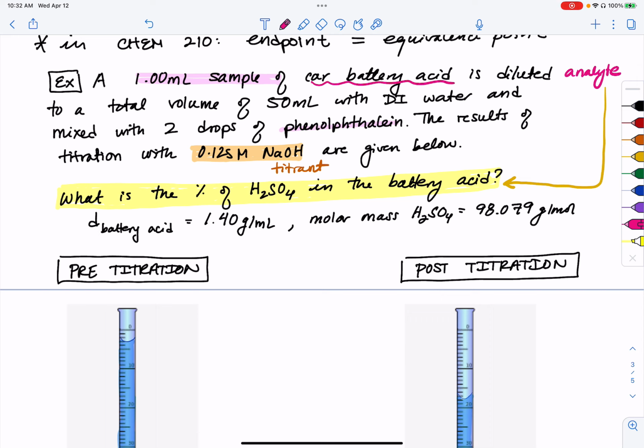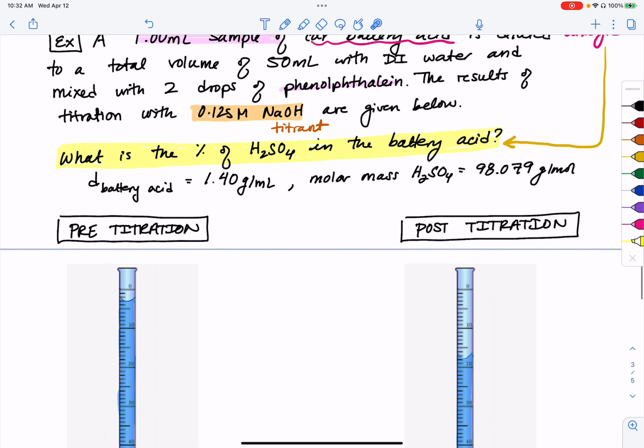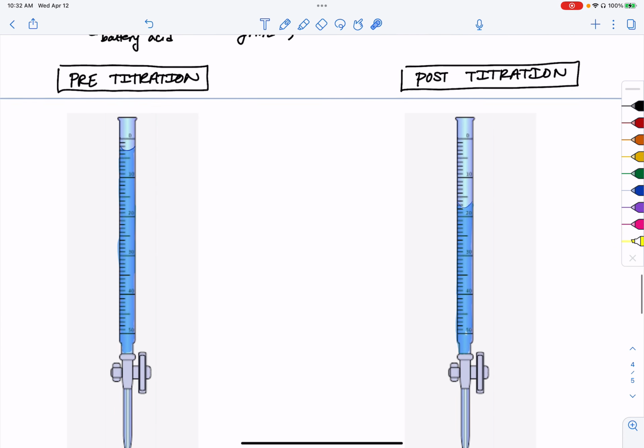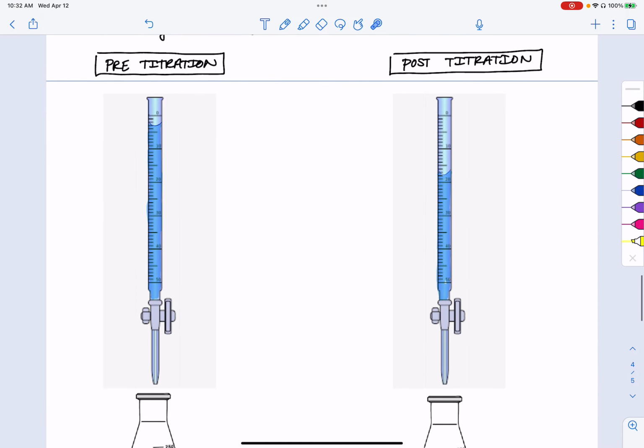So I gave us some information here about car battery acid, like its density. I've also given us the molar mass of sulfuric acid. And now I have the titration results that are given below. So let's look at these titration scenarios. We have our pre-titration scenario here on the left. So I've got my burette full of my titrant, which, remember, is my 0.125 molar NaOH. So that is what's in my burette so far.